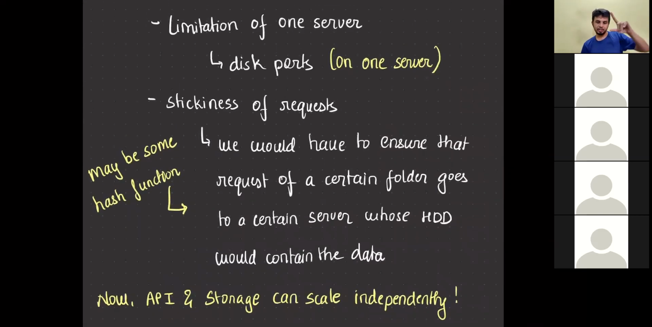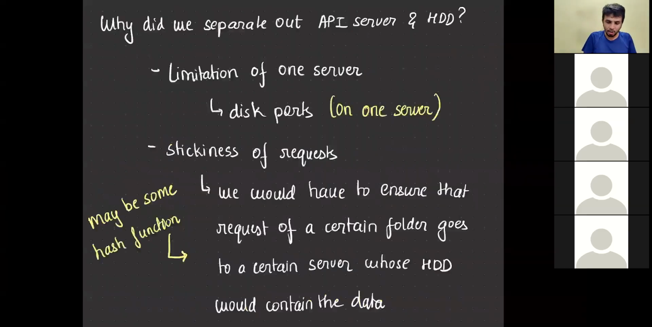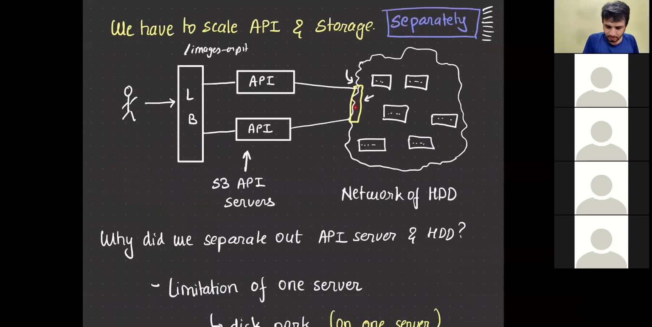Stickiness of the request: we would have to ensure that a request of a certain folder always goes to a certain storage node. Now API servers have become independent, so any request can go to any API server. So now our load balancer is free to use any algorithm that it requires, like least connection, round robin, random, whatever it wants. But the fun part is that the place where the data should reside has to be decided. So the stickiness is now delegated out of the load balancer, and it sits over here.